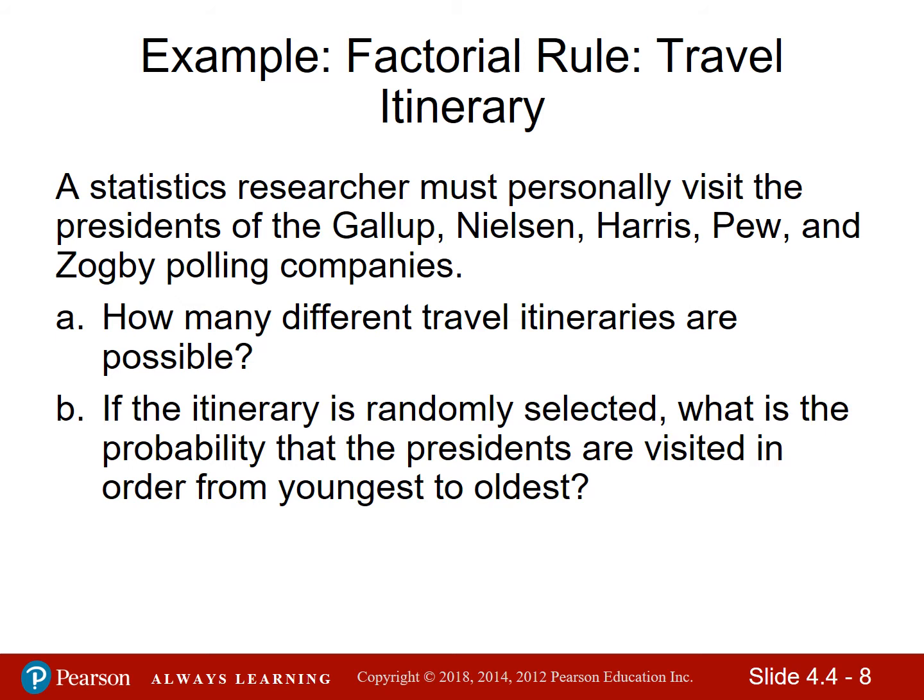If the itinerary is randomly selected, what is the probability that the presidents are visited in order from youngest to oldest? Right? From youngest to oldest. So remember, there's only one way. You cannot be younger and then older at the same time. So there's only one option there.